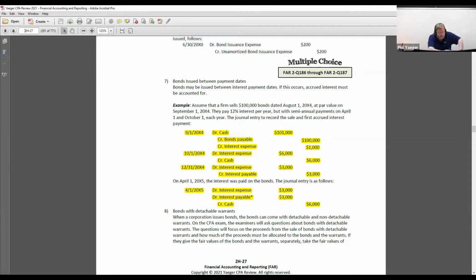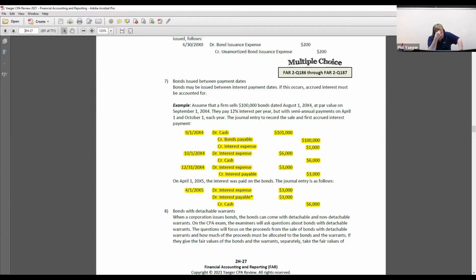Now, the first interest period, a half a year semi-annually, is from August 1st, 20X4 to what date? October 1st. How many months is it from August 1st, 20X4 to October 1st, 20X4? Let's start again here. August 1st, 1 month.